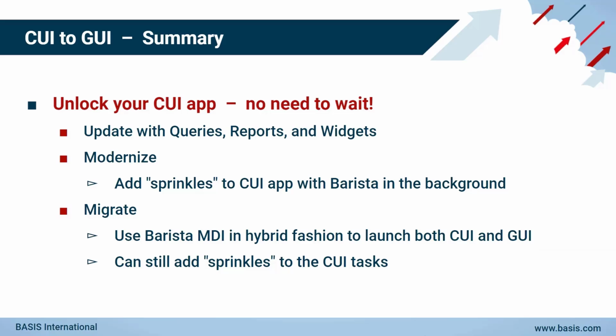There are loads of character apps in use out there. What I'm hoping you're beginning to see now is that you don't need to be confined to that 80 by 24 world. You can unlock your CUI app with the help of BBj and Barista. There's no need to wait. You can start now adding queries, reports, and widgets to your app. Whether you decide to add sprinkles to your GUI screens or bring Barista to the fore where you can add sprinkles and also begin a stepwise migration, BBj and Barista give you the file in the cake that you need to break free.